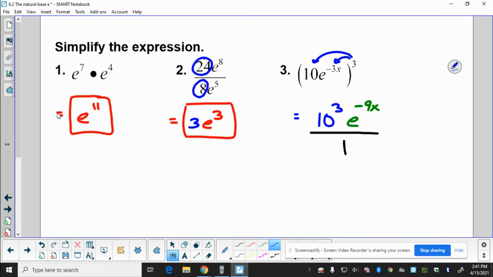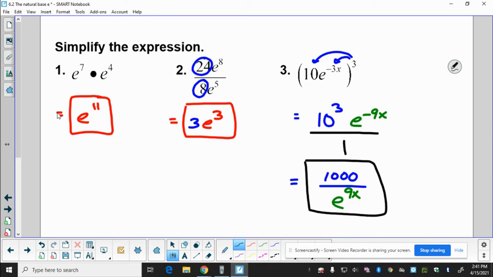So what we could do next is then 10 to the third is 1,000. This e term would move down here, wouldn't it? And it would be a positive exponent then. I messed that up. So let's go ahead and do that down here. So this would be e to the 9x. And there we go. We've got our answer there. All right. That's how you calculate with e.